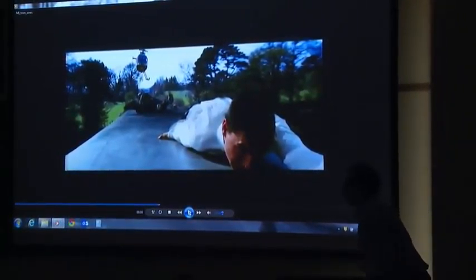Tom Cruise is pushing on the air. What do you think determines how much he pushes on the air? How much force he pushes on the air with? In this case, his velocity, right? Or the velocity of the train, right?